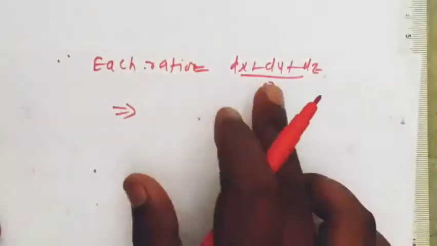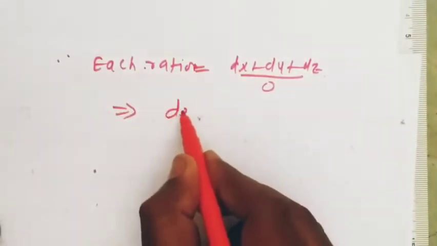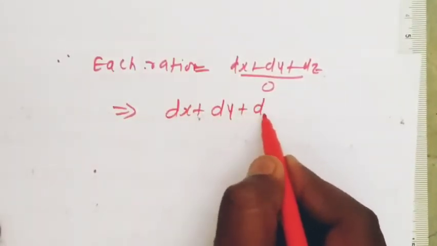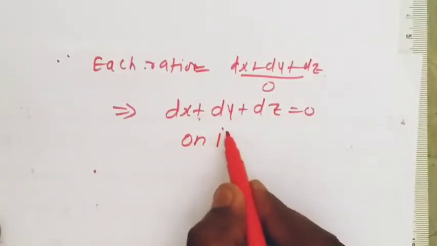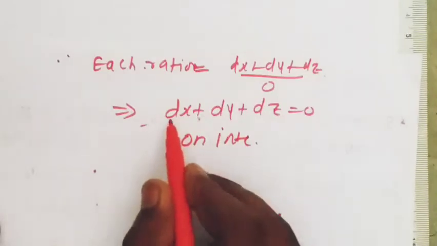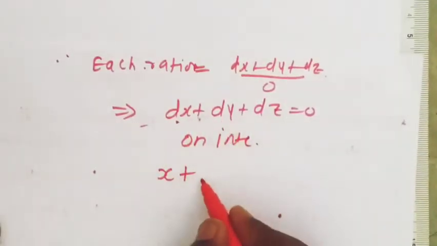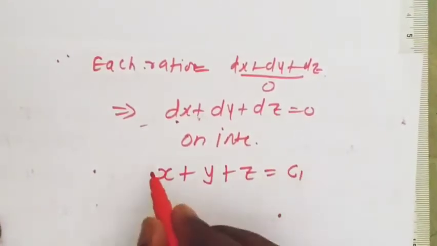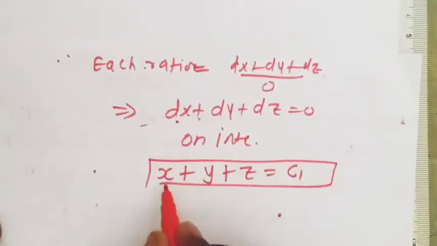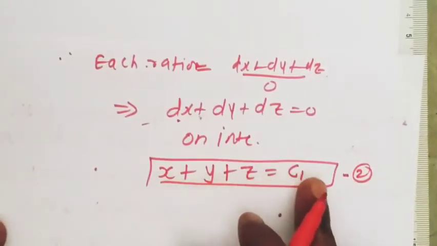We consider any one. If we equate to 0, if you multiply by this 0 to right, left, we'll get dx plus dy plus dz equal to 0, which is a differential equation. This can be integrated. It is in variable separable form. On integration, the integration of dx is x, the integration of dy is y, the integration of dz is z, integration of 0 can be taken as constant c1. So this will give us the first relation, u of x y z equal to c1.